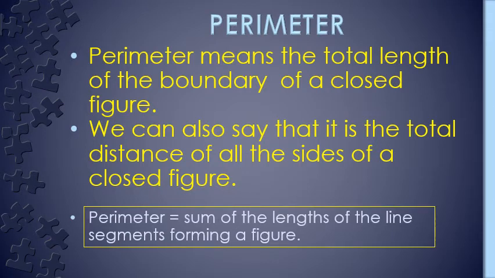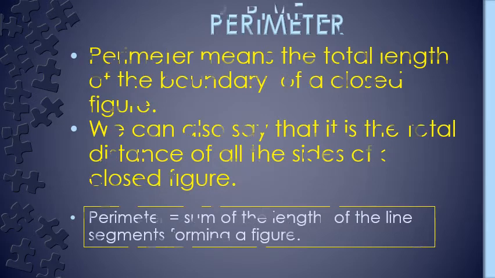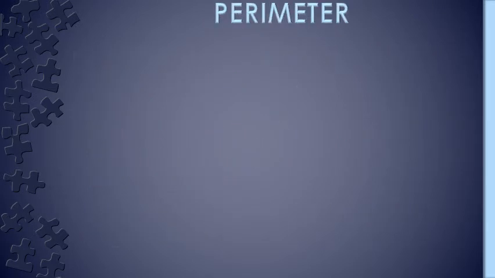So, let's come to the formula by which we find the perimeter of any closed figure. Perimeter is equal to the sum of the lengths of the line segments forming a figure, okay, and it is a closed figure. Now children, let us see how we find out the perimeter.